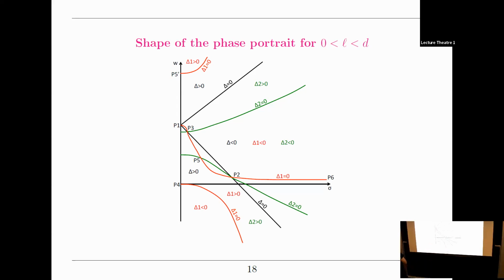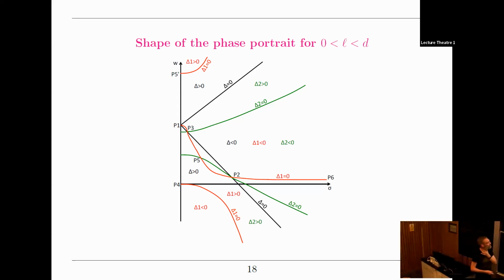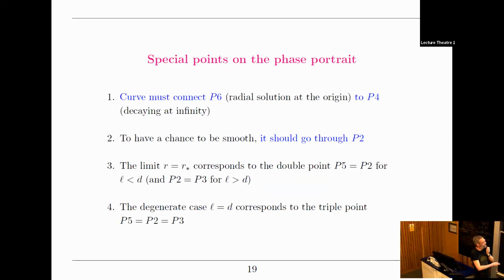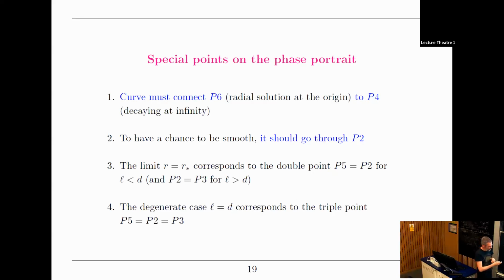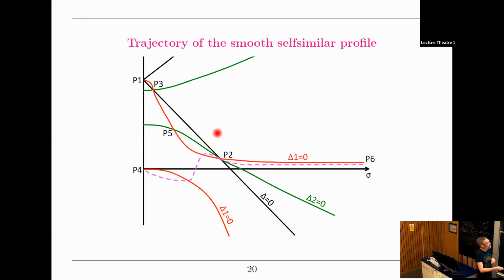Okay, so maybe now I can talk about the special points. First, this is a summary. The curve must connect P6 to P4 while staying smooth. And to have a chance to be smooth, you want to go through P2. In other words, if you don't go through P2, you just get the good NLS set of solutions, which have a shock by design. Okay, so, sorry, what is this? Well, in fact, let me maybe show it immediately. So this is the curve you want. I want a curve starting at P6, going through P2 in a smooth way. And of course, this would be the crucial point. This would be a crucial difficulty. And then I'll go to the P4.